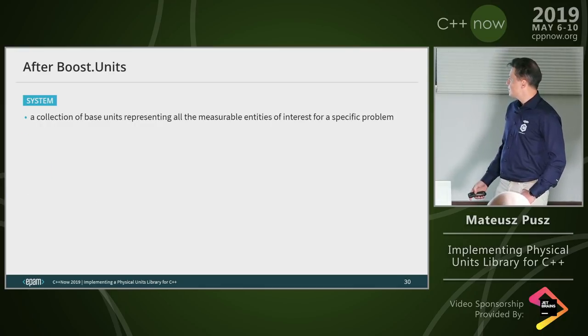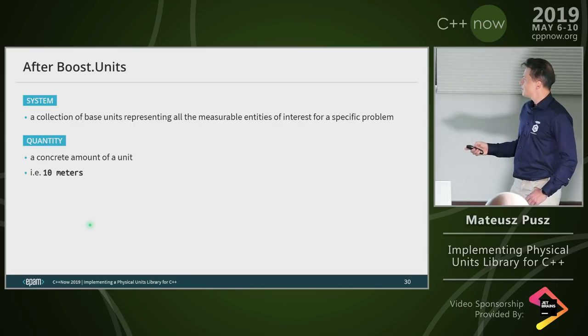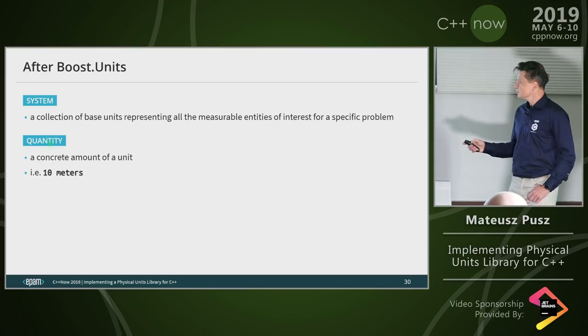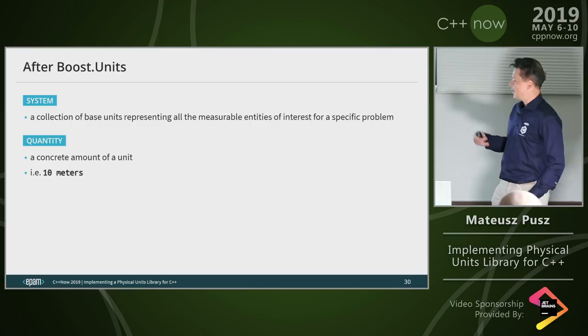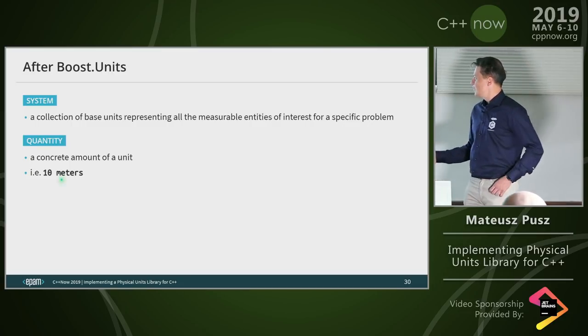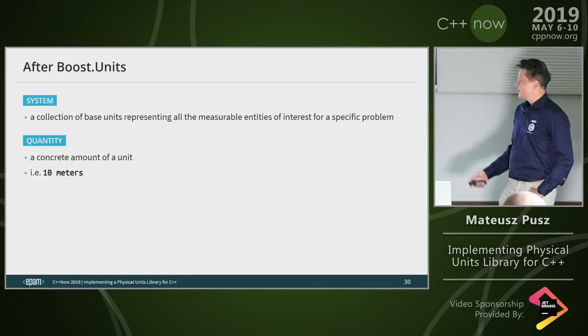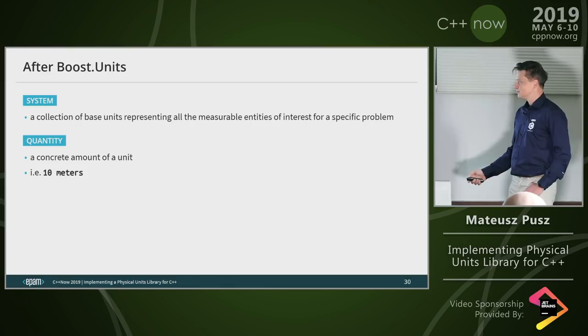Boost.Units also defines things called systems, but we'll not focus on those too much. But the most important part here is a quantity. It's a concrete amount of a unit. It's a value together with a unit. Then we know what it is and how much of this dimension it is. So 10 meters is a quantity. 10 is not a quantity. Meters is not a quantity. 10 meters is a quantity.